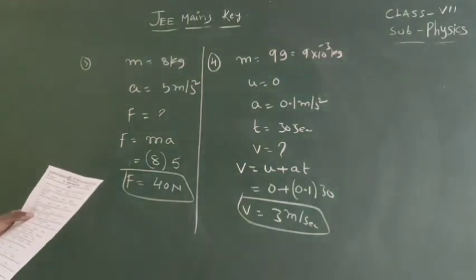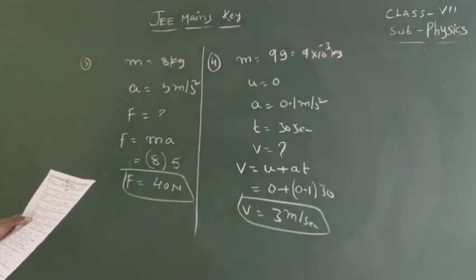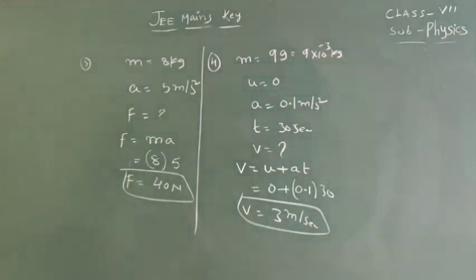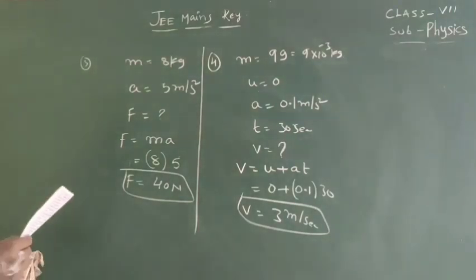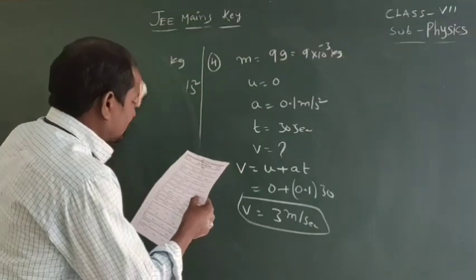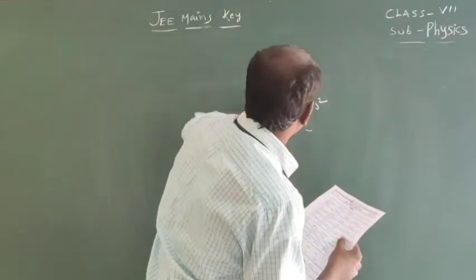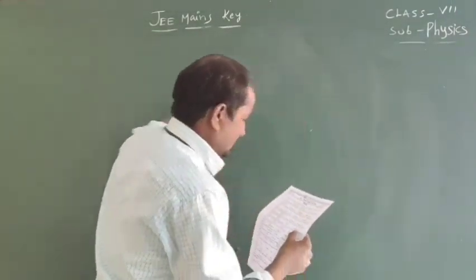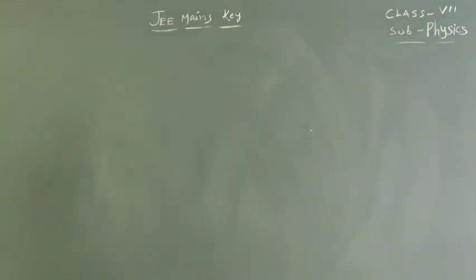Next, question number 5. A resistive force of 16 newtons acts continuously on a ball of mass 40 grams. The initial velocity of the ball is 24 meter per second. Then find the time taken to come to rest.